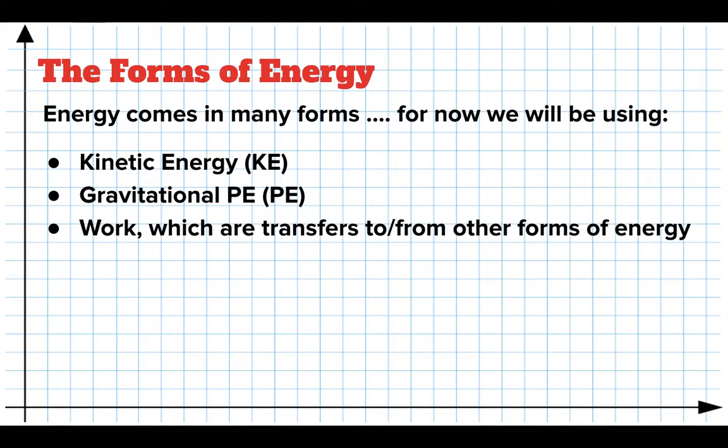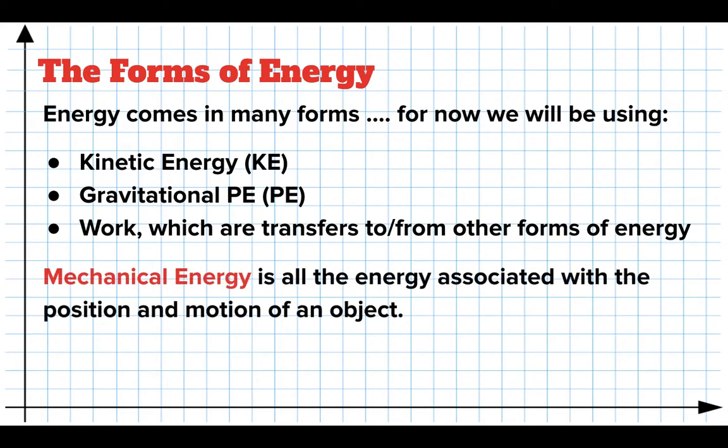form to another. You can't destroy energy, so you can only transfer it, and the amount of energy transferred we call the work. Okay? Mechanical energy is going to be all the energy associated with the position and the motion of an object. So energy that has to do with where it is located and how fast it's moving is going to be called mechanical energy.